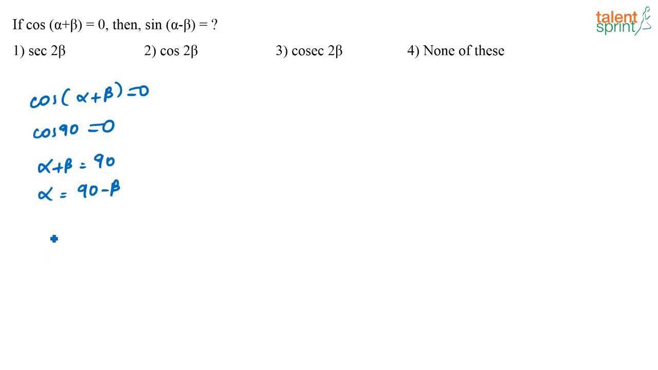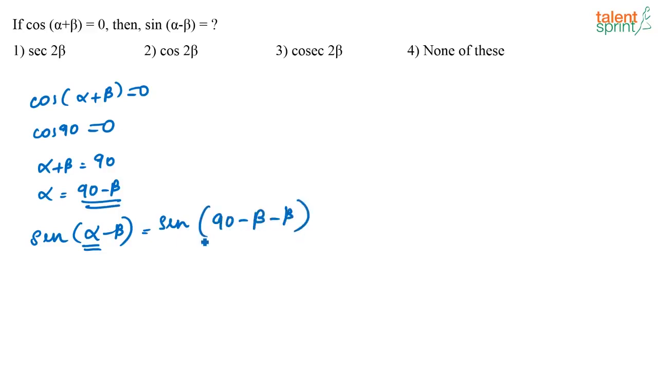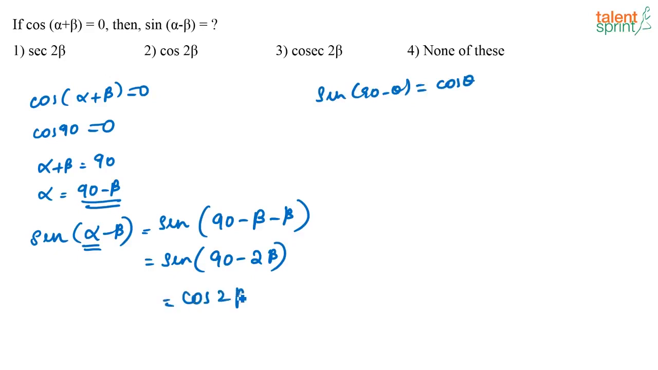Now what should I find out? I have to find the value of sine of alpha minus beta. Here instead of alpha, let me put 90 minus beta. What will I get? Sine of 90 minus beta minus beta, that is equal to sine of 90 minus 2 beta. We know sine of 90 minus theta is equal to cos theta. So this is equal to cos 2 beta. That is the correct answer, option 2.